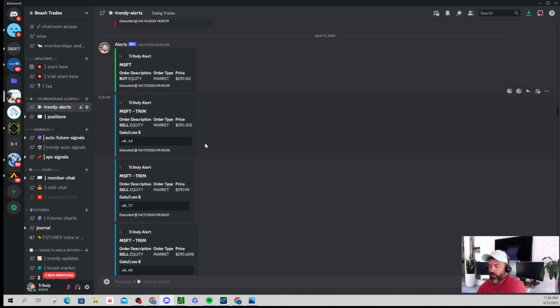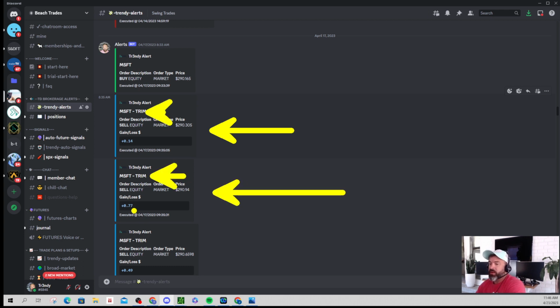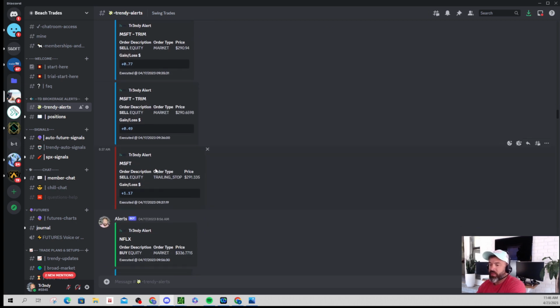And then we're trimming, right? And why am I trimming fast? Well, again, I'm not expecting big moves, so I'm being a little cautious. Then I trim again. You can see it says trim here, folks. And then I trim for 77 cents, and then again I trim for 49 cents, and then I'm finally stopped out for a gain of $1.17.